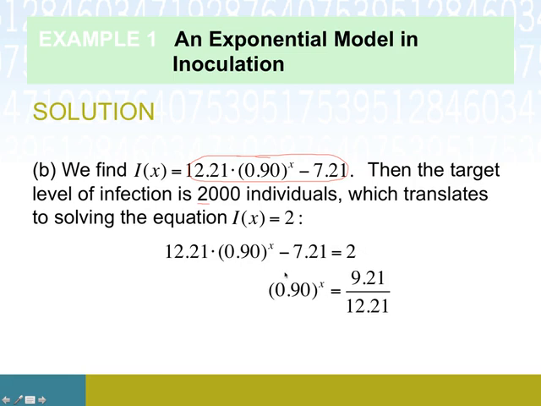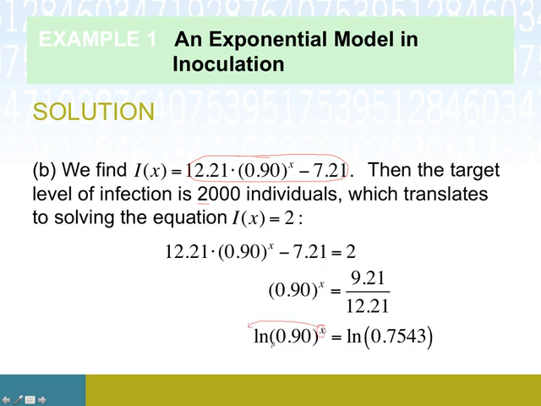Then typical algebra stuff. Add 7.21 to both sides, that gives us our numerator. Divide off 12.21, that gets us our denominator. Then we're faced with this classic kind of equation that addition, subtraction, multiplication, and division can't get us out of. We need x out of the exponent, so a logarithm is what would help. If we take a logarithm on both sides, natural log for instance, we get to use that nice property of logs that lets us bring this exponent down.